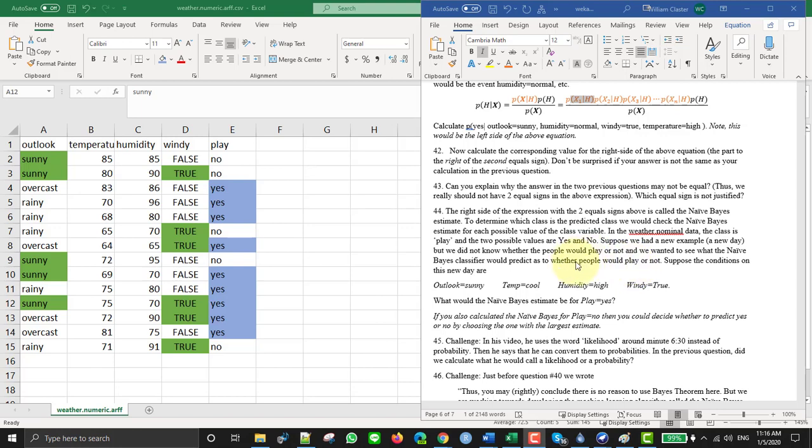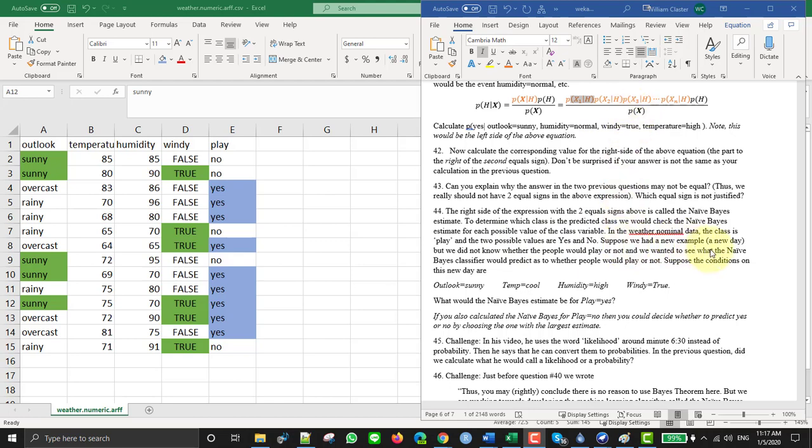Okay, number 44. The right side of the expression with two equal signs above is called the naive Bayes estimate of the particular class that we're trying to check. To determine the predicted class, we would check the naive Bayes estimate for each possible value of the class variable. In the weather nominal data, the class is play, and the two possible values are yes and no. So we would check this for yes, and we would check this for no.